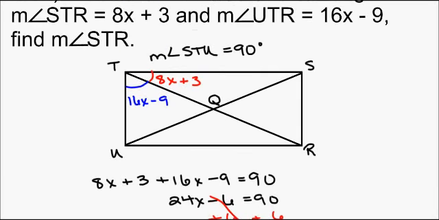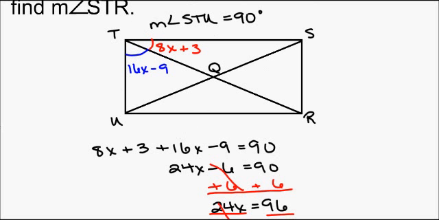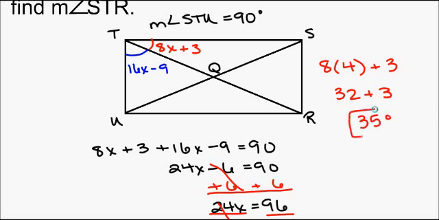We want to find STR. So that's my red angle here. So let me take that x equals 4 and plug it in. So I have 8 times 4 plus 3. 8 times 4 is 32 plus 3 gives me 35 degrees. Okay, and this is the measure of angle STR.